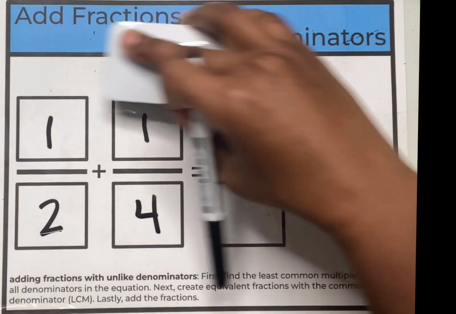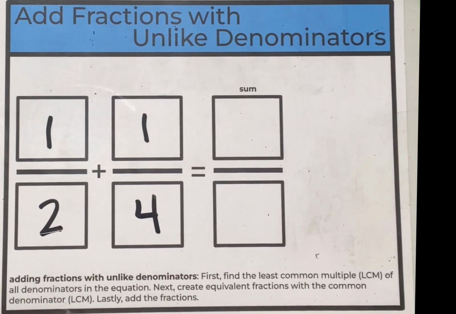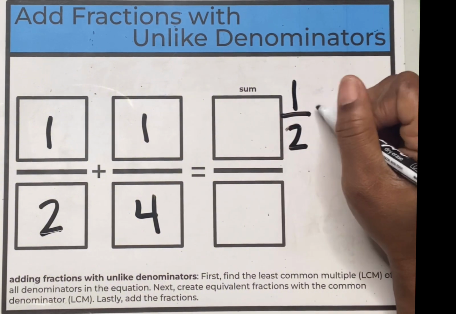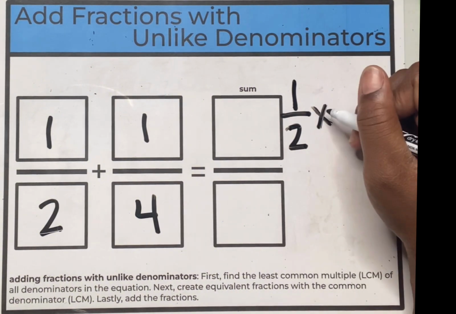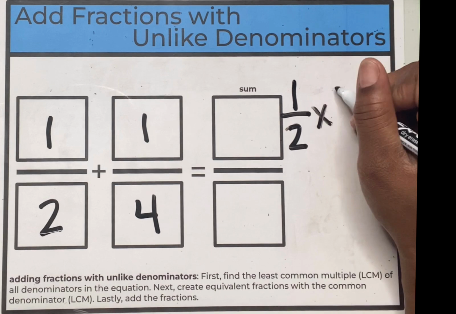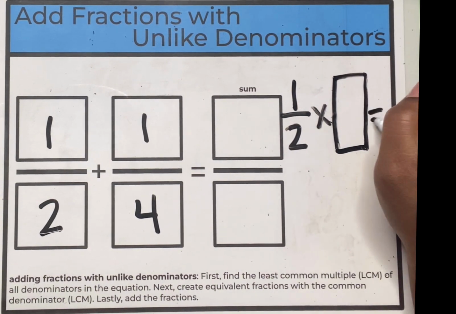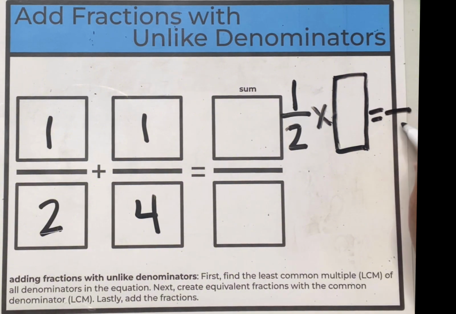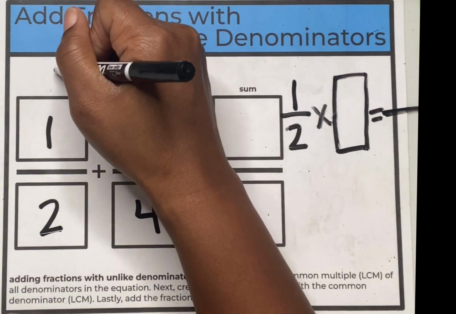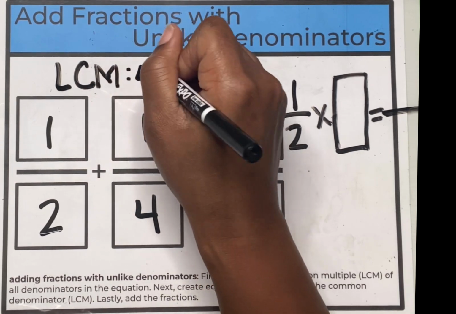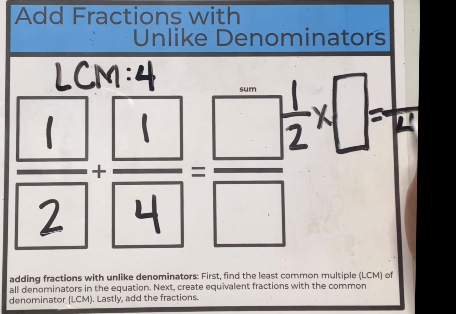All right, 1/2. If you're using notebook paper, 1/2. And we write a multiplication sign and we make a rectangle. And then we insert our new denominator. And we said that the LCM was what number? Hopefully you wrote it down, the number 4. So we're going to have 4 parts.